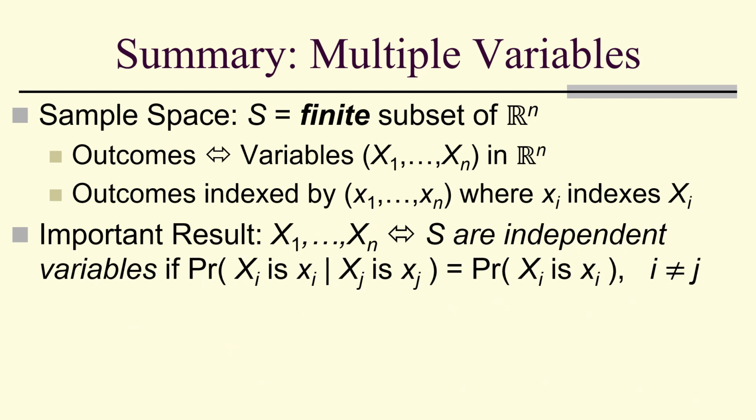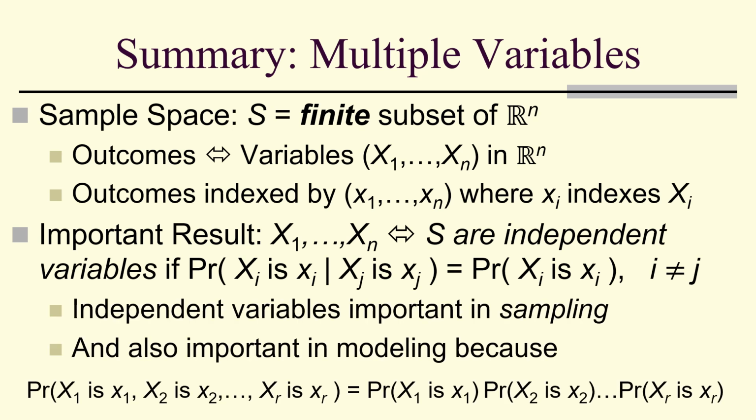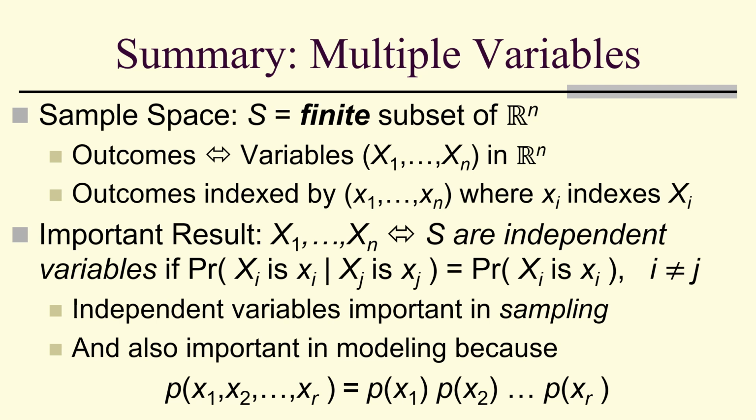So final note, we had an important result. If capital X1 to Xn are variables associated with S, they're said to be independent if they are pairwise independent. This is very important in sampling. It's also important in modeling because the probability jointly that capital X1 is little x1, capital X2 is little x2, and so on and so forth, is equal to the product of the individual or marginal probabilities. In function notation, the probability of x1 to xr is the product of the individual probabilities, the marginal probabilities.